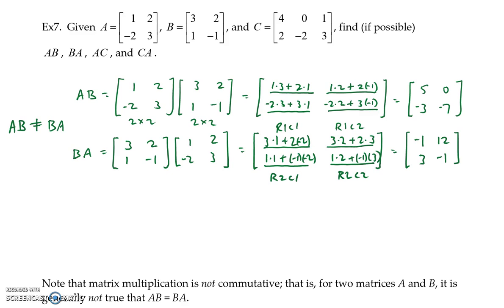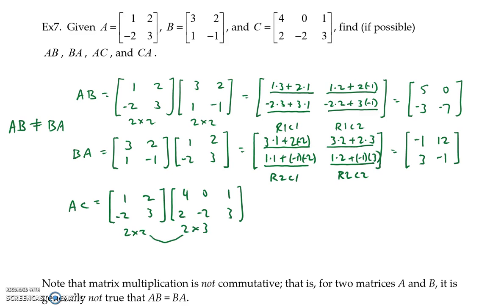Let's do A times C. Okay, A is the 2 by 2 matrix 1, 2, negative 2, 3. C is the 2 by 3 matrix 4, 0, 1, 2, negative 2, 3. A has order 2 by 2. C has order 2 by 3.